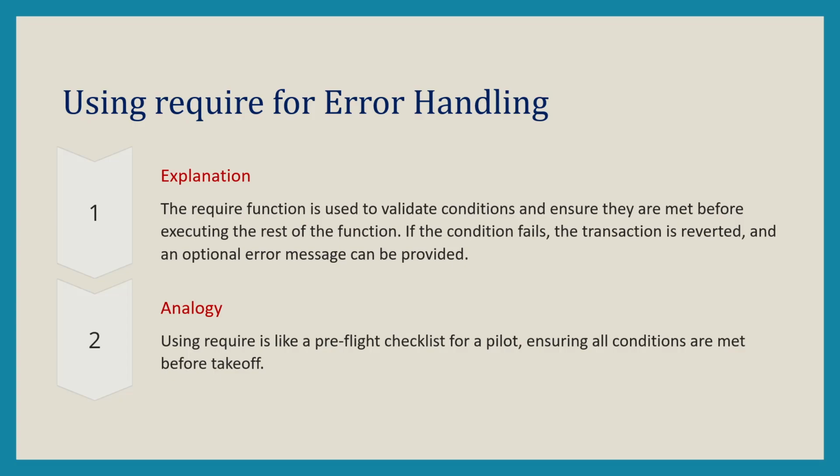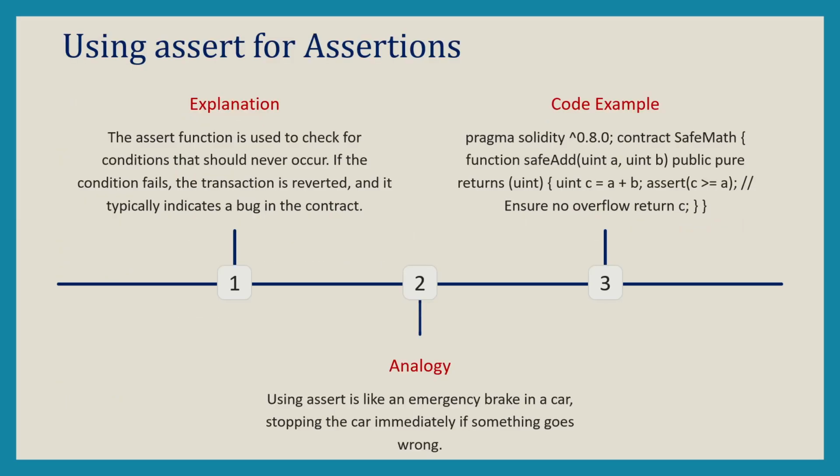Similarly, that's what the require function does, right? It checks if the requirements are complete, and then only the contract is deployed successfully. Otherwise, if the condition fails, the transaction is reverted, and an optional error message can also be provided if you wish. The second function we would be exploring is using assert for assertions. Again, explanation, analogy, and this time we'll also take a code example, right?